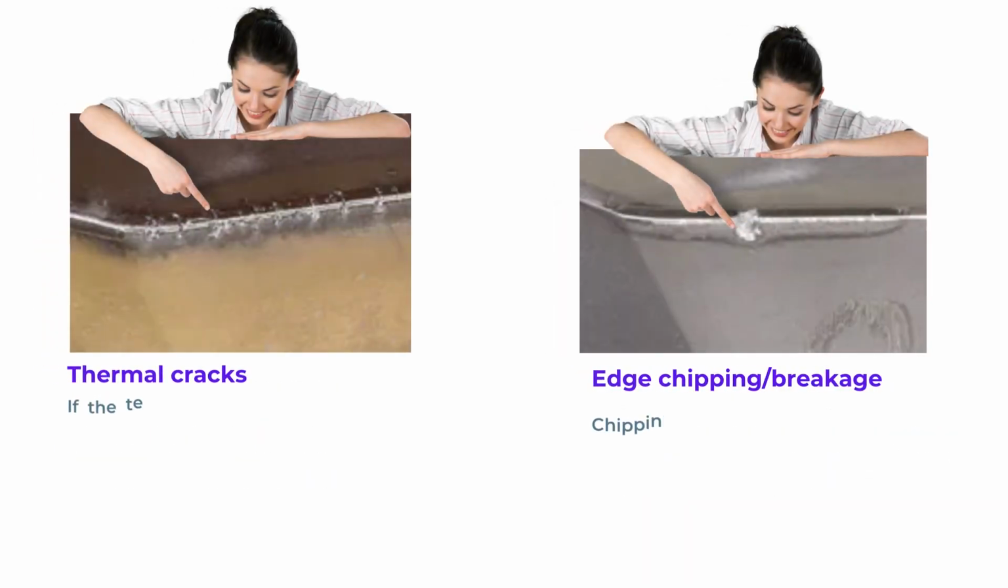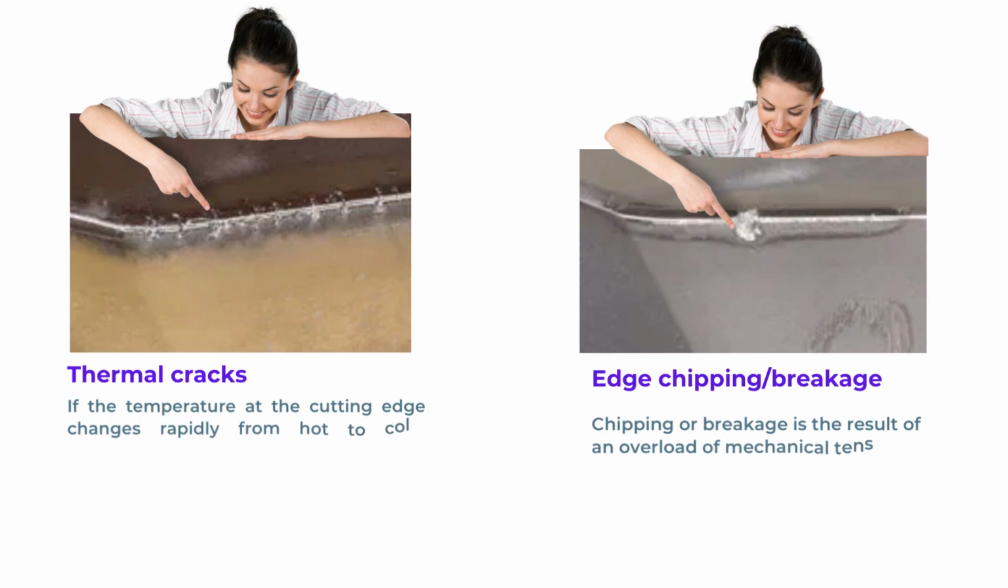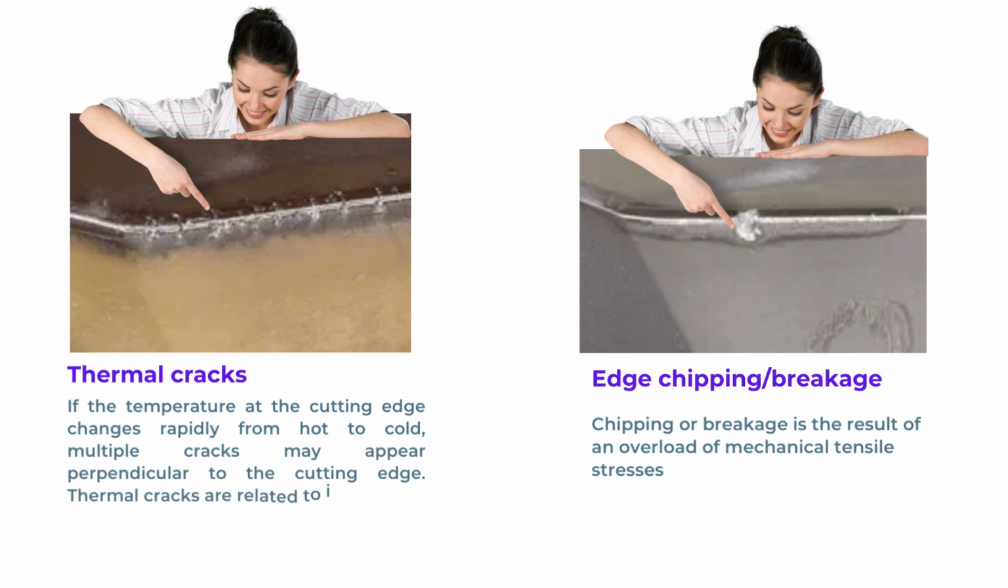Thermal cracks during the chip removal process can be seen on the cutting edge. Cracks may appear on the cutting edge due to the sudden change in temperature from hot to cold with the use of coolant. Thermal cracks are mostly seen in milling operations with interrupted cuts. Edge chipping or fracture type wear occurs as a result of the overloading of mechanical tensile stresses on the cutting edge.